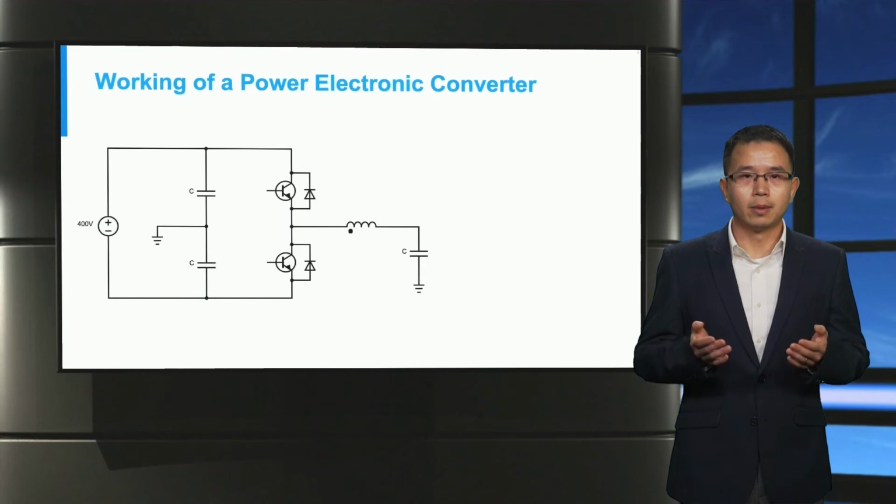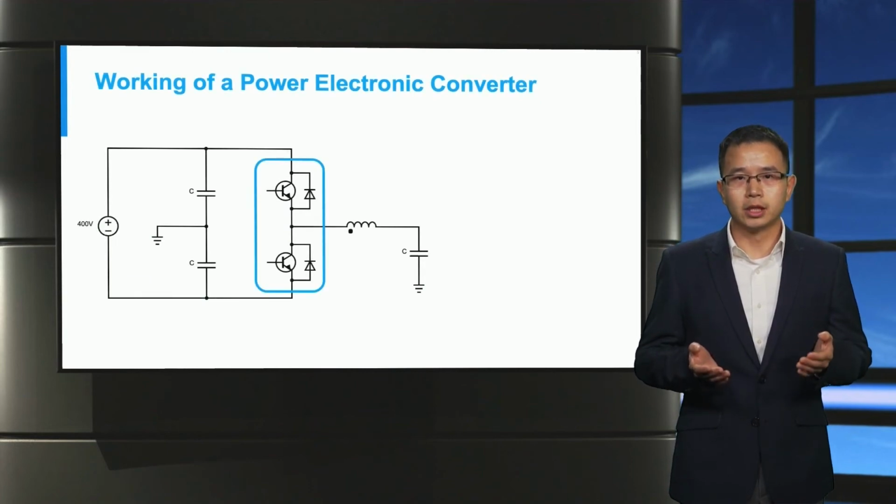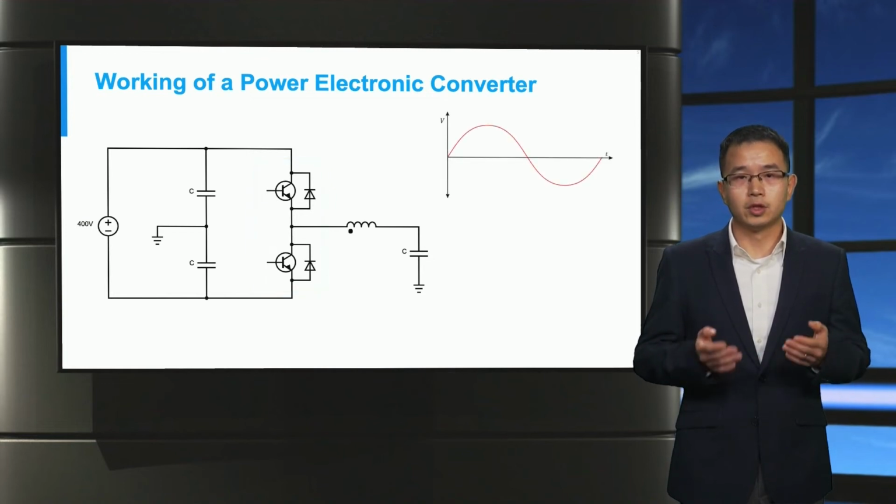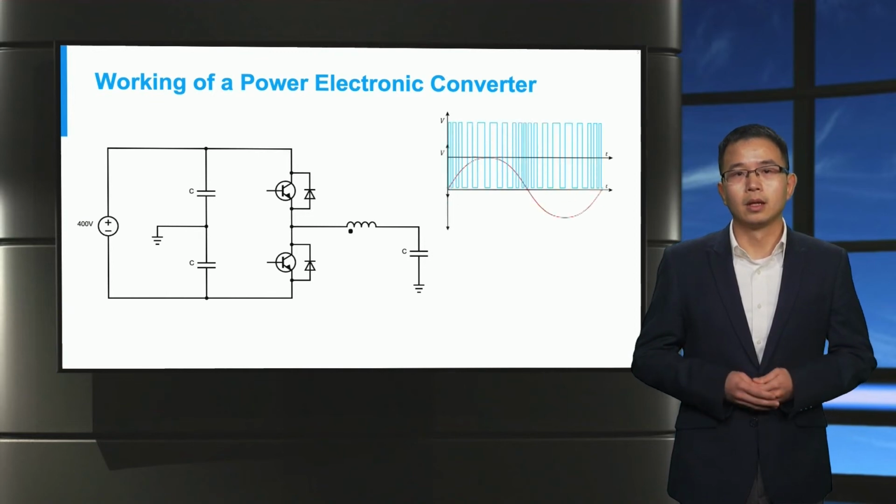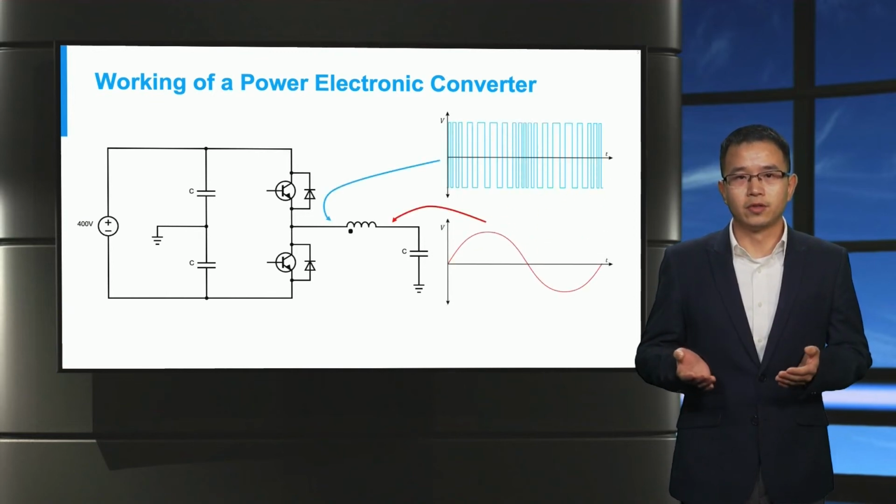Similarly, by applying 2 switches in one leg, a bipolar pulsating voltage can be generated. For example, if the reference signal is a sine wave, a sinusoidal pulsating voltage can be generated at the output of the converter. And this is how a DC-AC inverter operates.